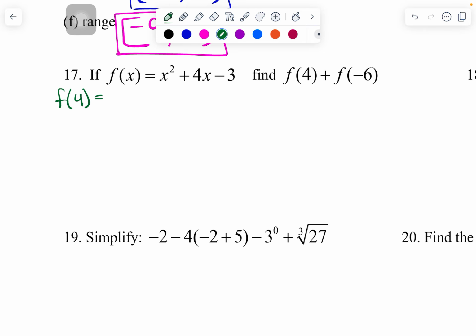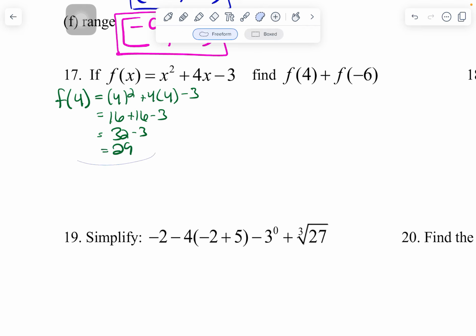So I'm going to find f of 4 first. So 4 squared plus 4 times 4 minus 3. All right, so let's see. So that's going to be 16 plus 16 minus 3. 16 and 16 is 32. 32 minus 3 is going to be 29. Okay, so I found one of my answers.